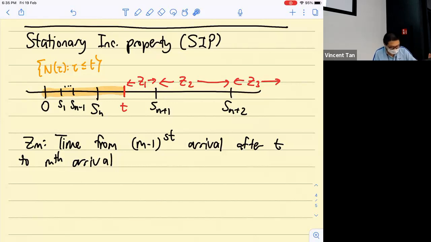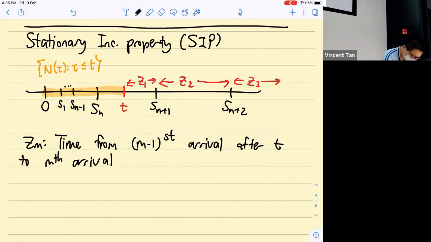If you plug in m equals 2, what is it? The time from the first arrival after t to the second arrival after t. So this guy is Z2. Understand? You plug in m equals 2 here into this definition. Got it?